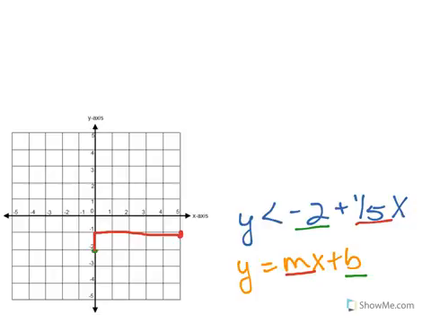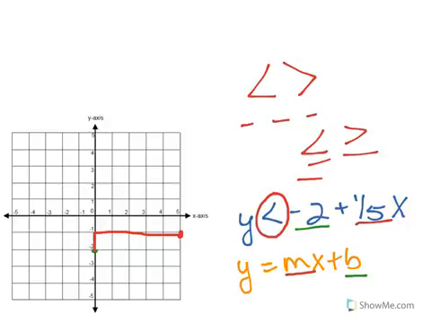Now the important thing here is that we need to look at what this sign is. When we have greater than or less than, we need to use a dashed line. But if we have greater than or equal to or less than or equal to, it's a solid line. So you can go ahead and use this line at the bottom. That's how I always remember. If it's got the line at the bottom, it needs to be a solid line. If it doesn't, it has to be dashed.